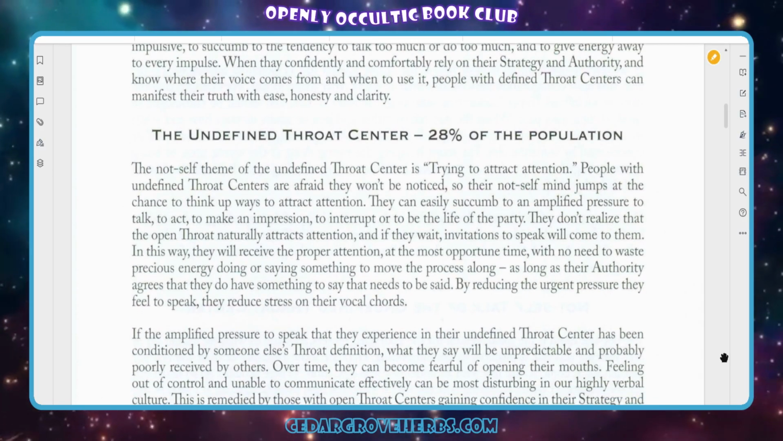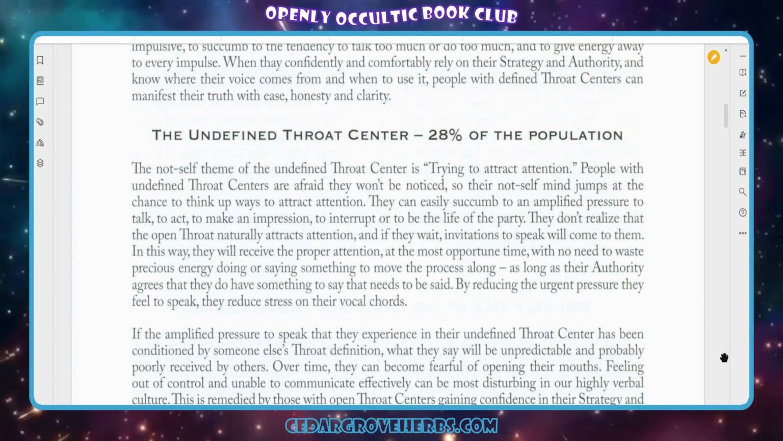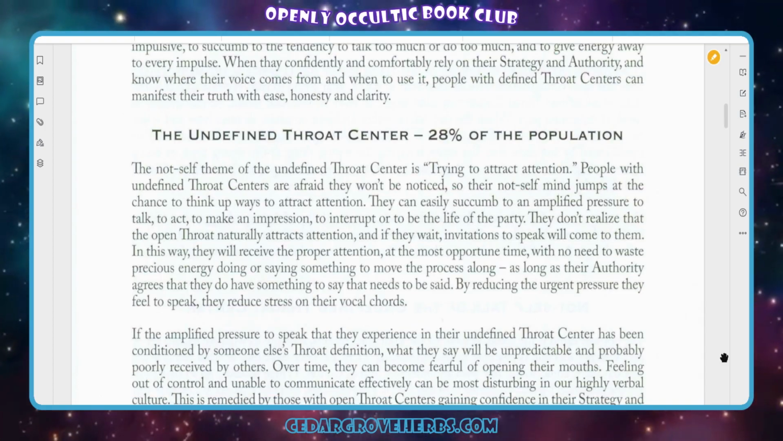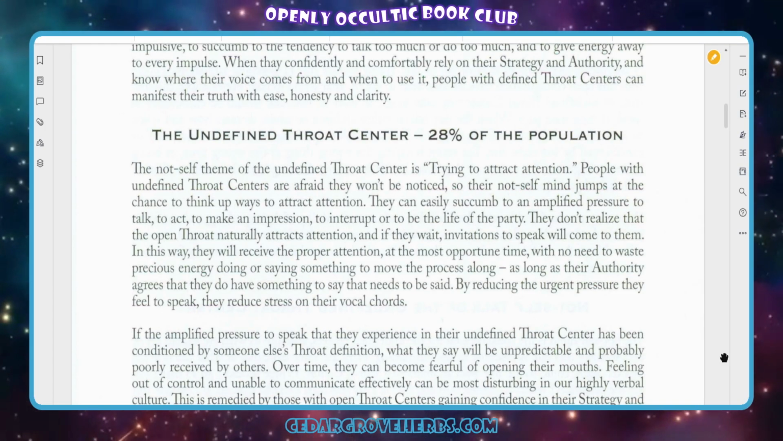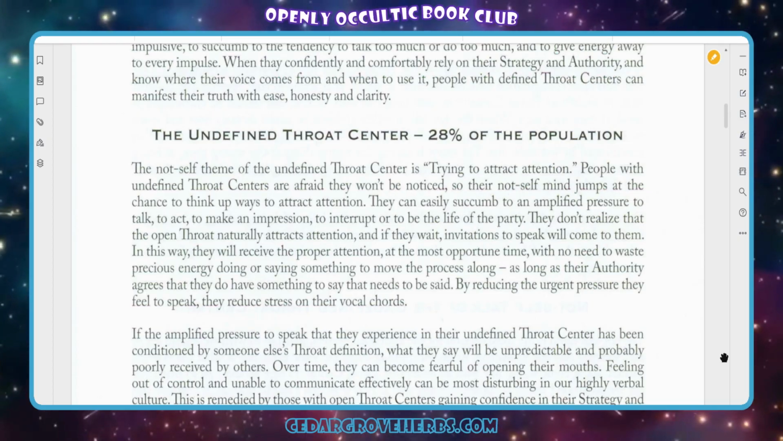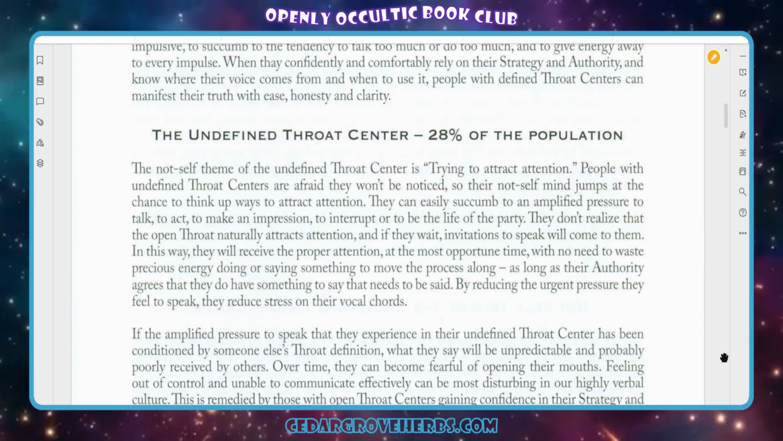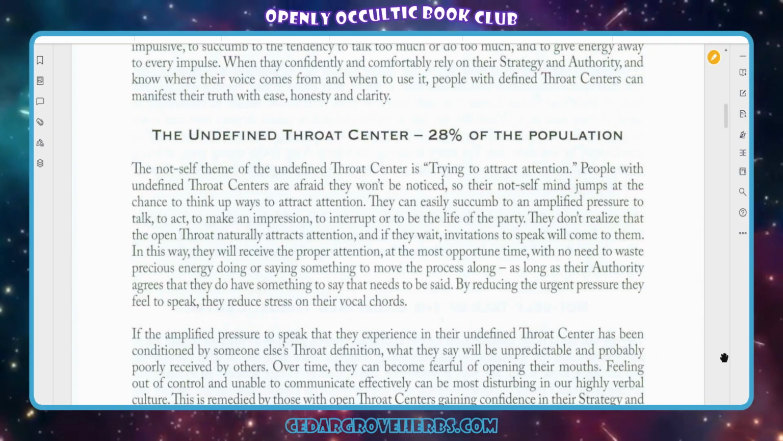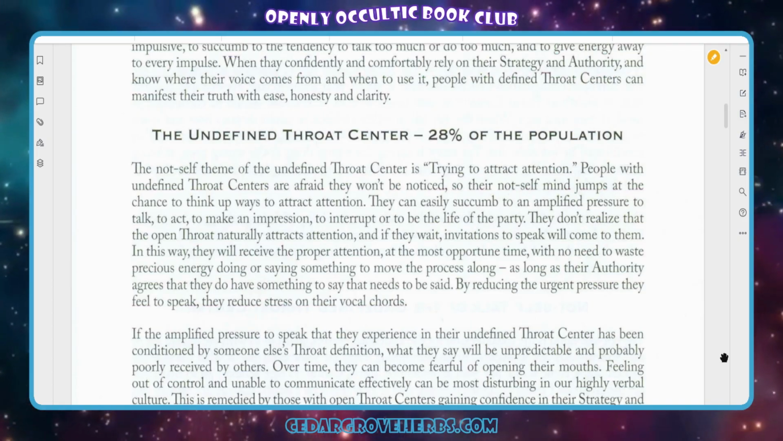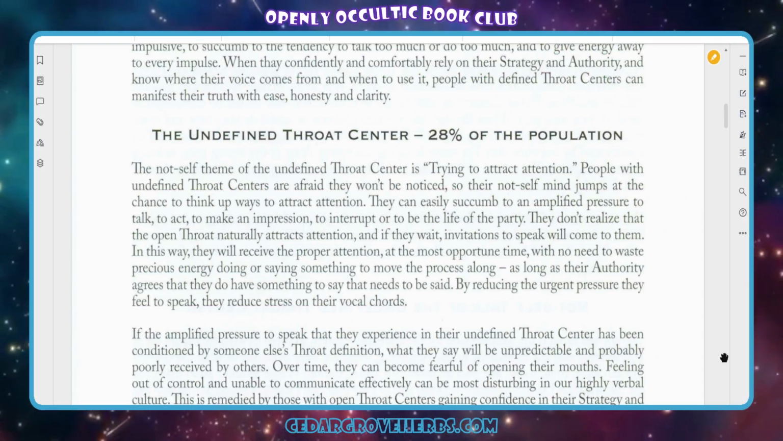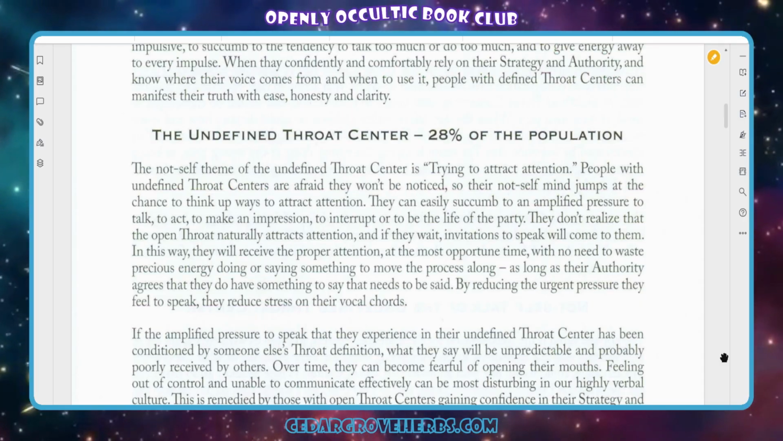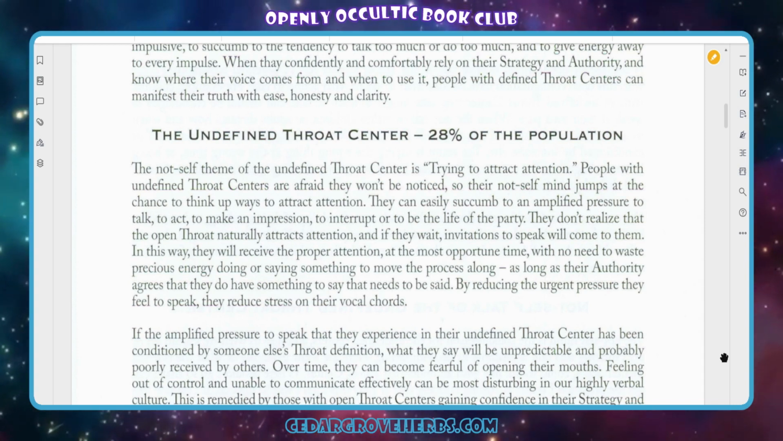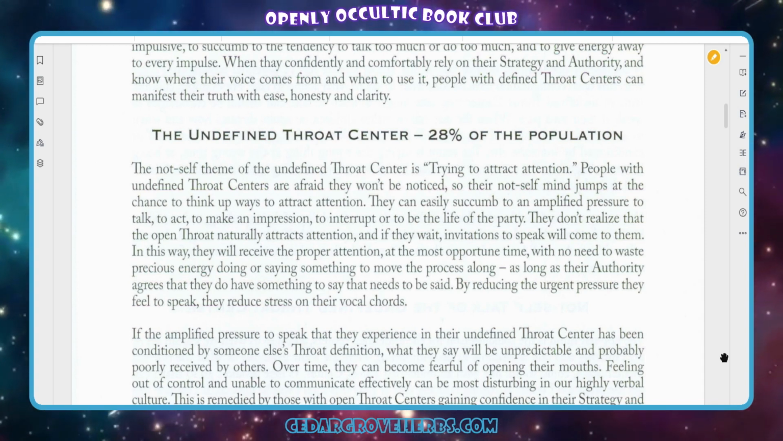The undefined throat center, which is 28% of the population. The not self theme of the undefined throat center is trying to attract attention. People with undefined throat centers are afraid that they won't be noticed, so their not self mind jumps at the chance to think up ways to attract attention. They can easily succumb to an amplified pressure to talk, to act, to make an impression, to interrupt, or to be the life of the party.